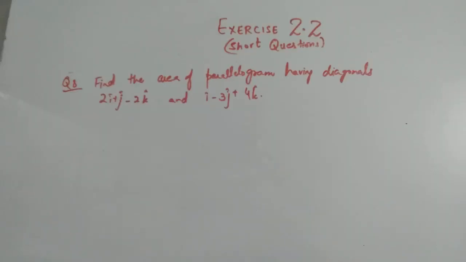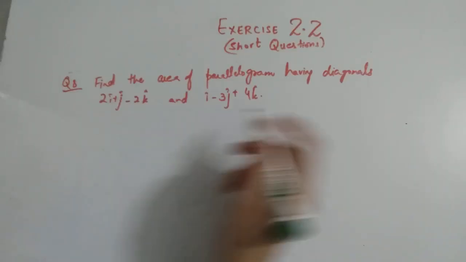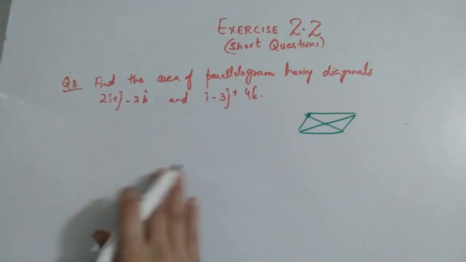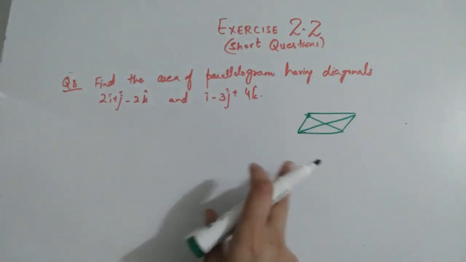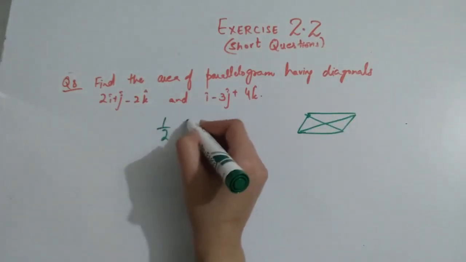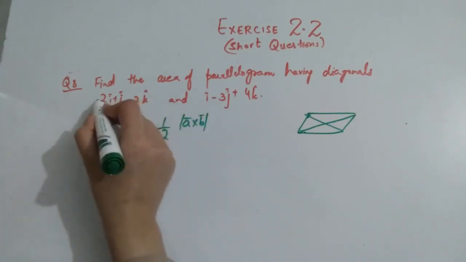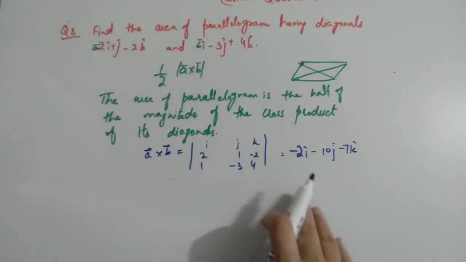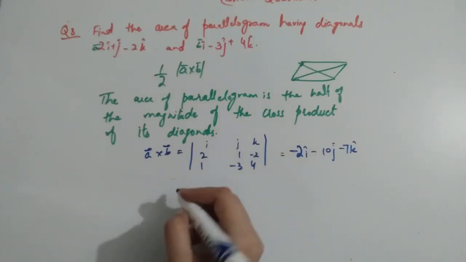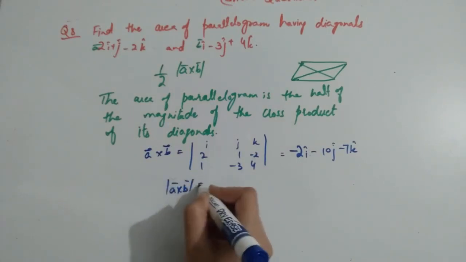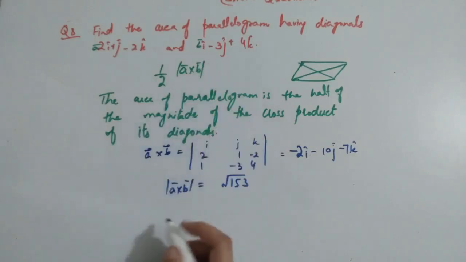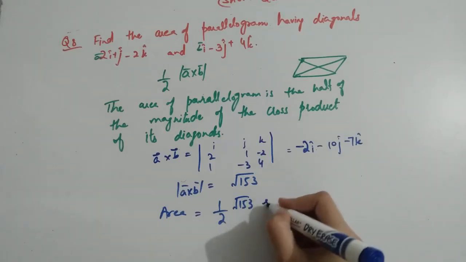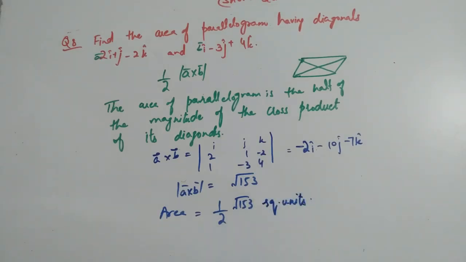In question number 8 you have to find the area of parallelogram whose diagonals are given. So these are the diagonals and you have to find its area, because a diagonal cuts the parallelogram in half. So its area will also be half a cross b magnitude. This is a and this is b, so simplifying it, this is minus 2i minus 10j minus 7k. After expanding the determinant and taking its magnitude you will get square root 153, and after putting the value in the formula the final area will be 1/2 square root 153 square units. This is the answer.